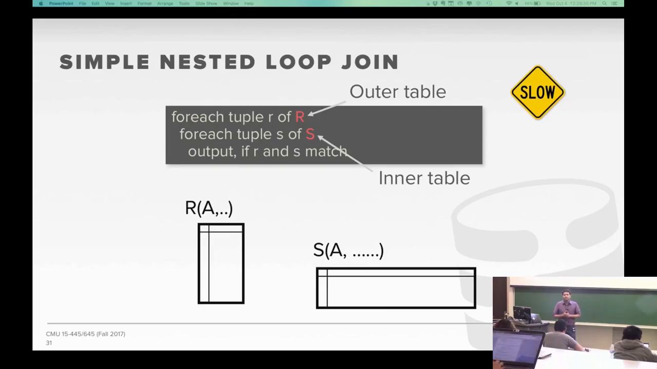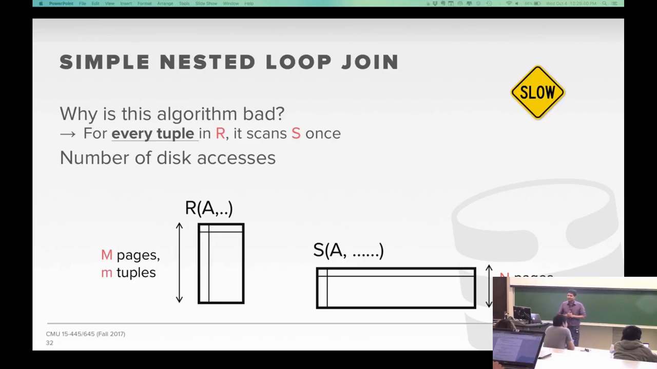So why is this algorithm bad? Exactly. You end up scanning the two tables for every single tuple combination, so you end up doing a lot of scans. For every tuple in R, you end up scanning the entire S table once. So the number of disk accesses is M for the outer table, plus small m, the total number of tuples in R, times N, because for each tuple you're scanning the entire S table, which has N pages. You have that many disk accesses, and that's really slow, because you are doing it for every single tuple. So let's try to get some ballpark estimates.